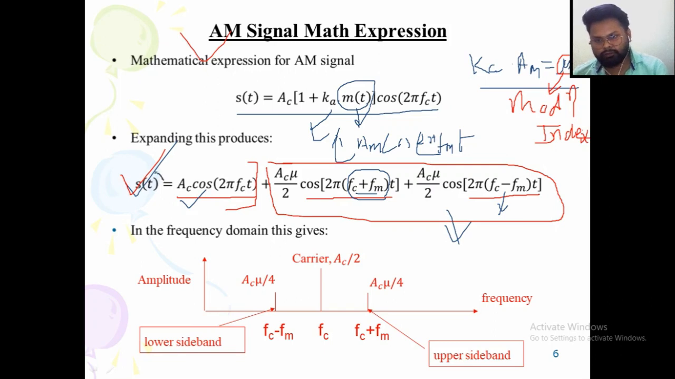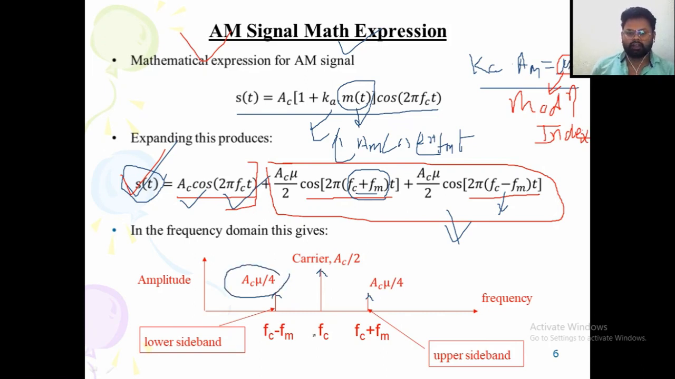If we take the Fourier transform of this AM signal, we will get delta functions, because we have to understand the Fourier transform of a cos signal first. These are delta functions, or impulse functions. If we take the frequency transform of this continuous cos signal, we will get this kind of spectrum. The strength of this carrier component at this frequency is AC divided by 2, and I am considering only the positive half.